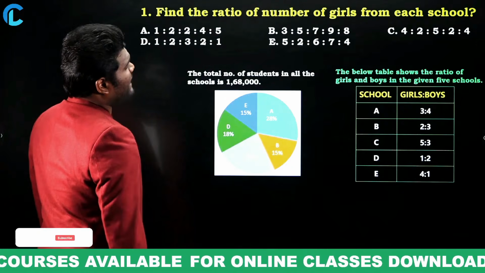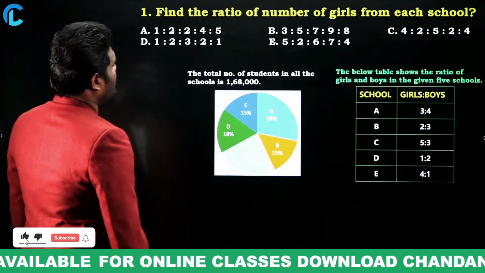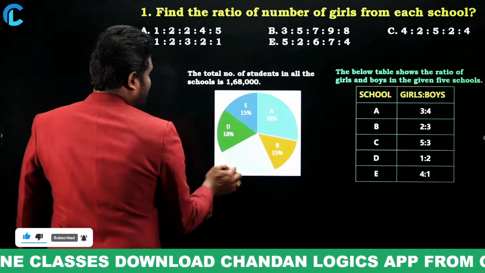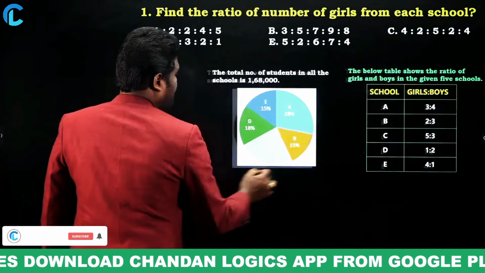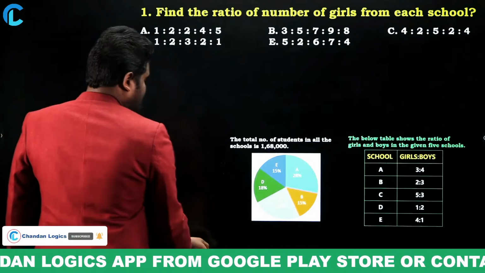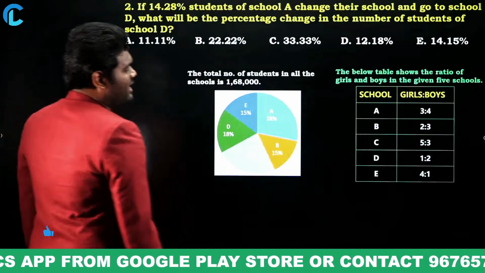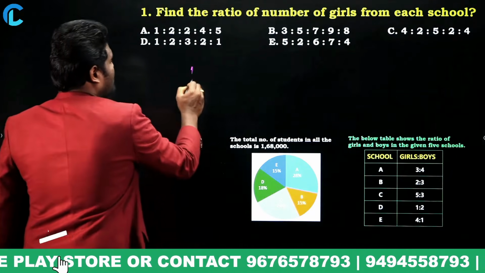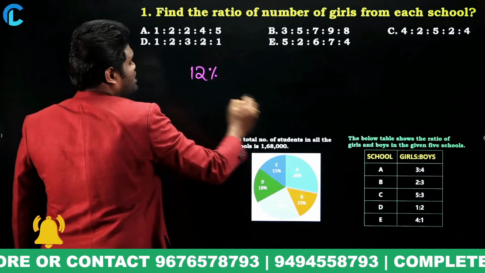Find the ratio of number of girls from each school. So I need to know the ratio of the number of girls from each school. Now observe carefully. To know this ratio, I have just calculated the number of girls from each school. First, school A, how much? Girls 12%. Yes or no?